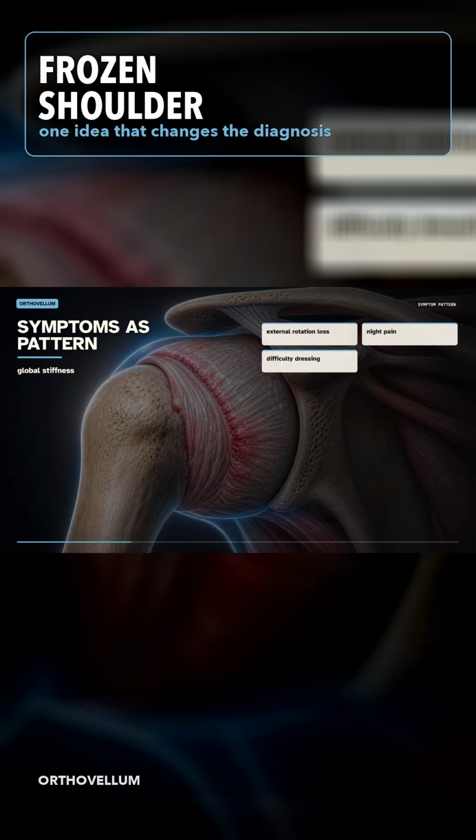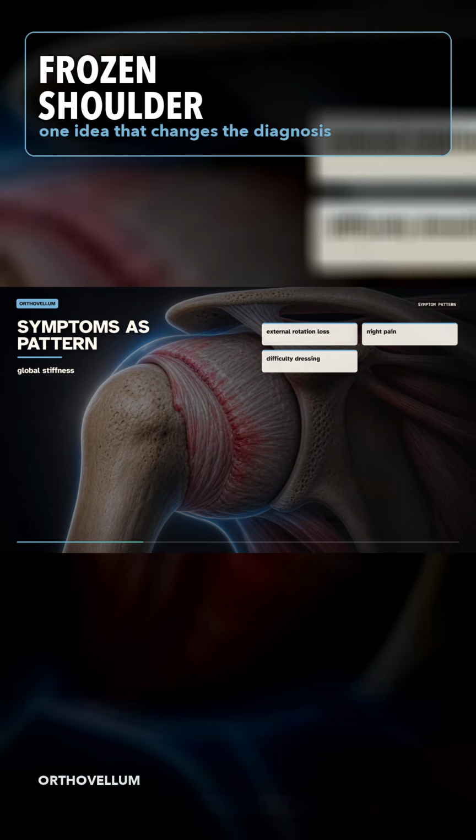The common symptoms cluster around global stiffness, external rotation loss, night pain, difficulty dressing. Symptoms matter most when they form a pattern. One symptom by itself can mislead. A cluster is much more useful.